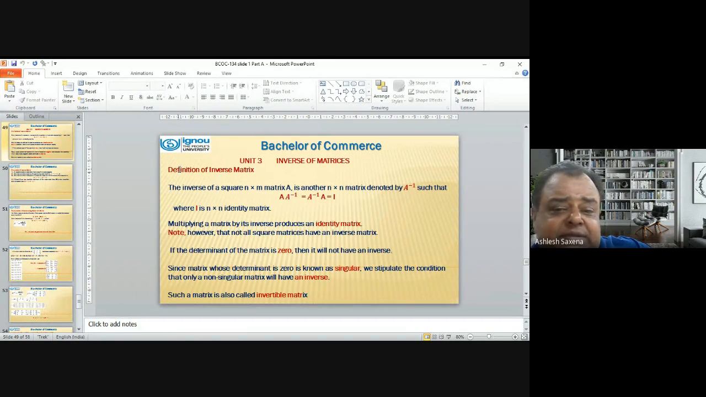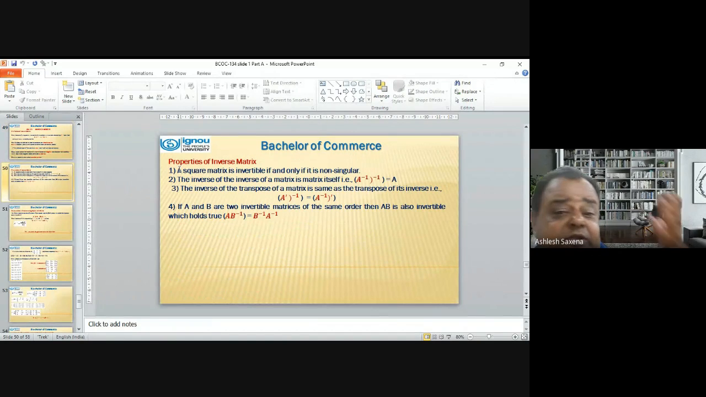Multiplying a matrix by its inverse produces an identity matrix. Note, however, that not all matrices have an inverse. If the determinant of a matrix is 0, then it will not have an inverse. These are the conditions we have to remember. A matrix whose determinant is 0 is known as singular, so we stipulate the condition that only a non-singular matrix will have an inverse. Such a matrix is also called an invertible matrix.